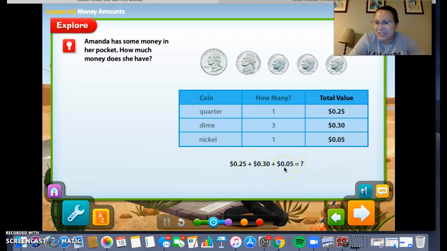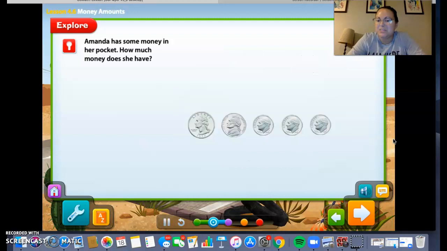And what's that going to be? What's 30 plus 30? That's a lot easier, isn't it? That's 60. So 25 cents plus 30 cents plus 5 cents is equal to 60 cents. Amanda has 60 cents in coins. So sometimes it does help to kind of skip around.